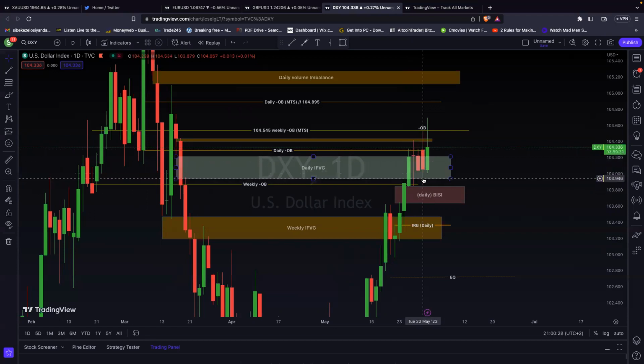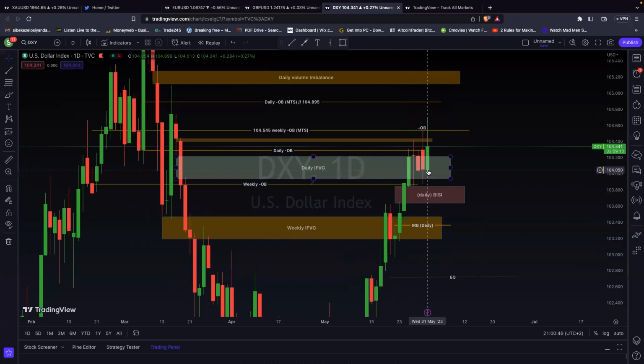Same thing again on Tuesday. We opened high, we closed low there. Then today we opened low, and then we are about to close up there. So we opened low, went high, and closed high. This is a bullish candle.